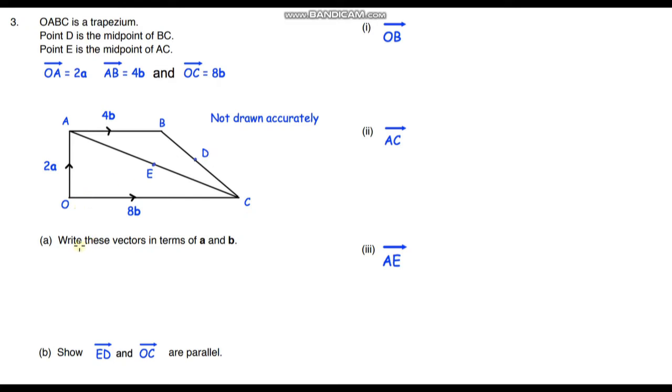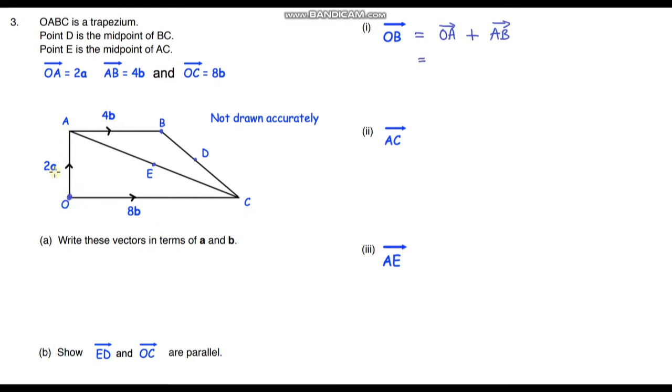Right, now the first part to the question. Write these vectors in terms of A and B. And the first one is OB. So O to B. So we're starting here at O and we're finishing here at B. So how can we get from O to B? Well, we can go from O to A first of all. So OA, and then we're going to add on this vector from A to B. From A to B, and now we just need to write these in terms of A and B.